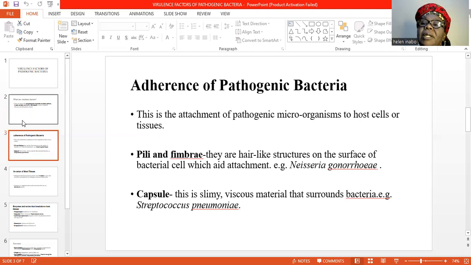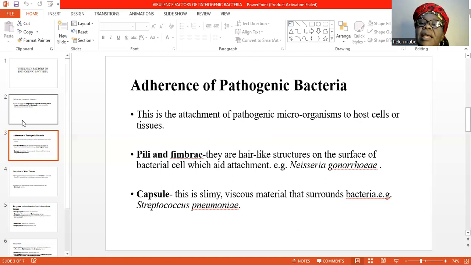Adherence of pathogenic bacteria to host tissues. This is simply the attachment of these pathogenic microorganisms to host tissues or cells. In order to cause infection, you first of all have to attach to the host cells. Some of the structural virulence factors include pili and fimbriae. They are simply hair-like structures which are found on the surface of the bacterial cell, whether they are motile or non-motile.